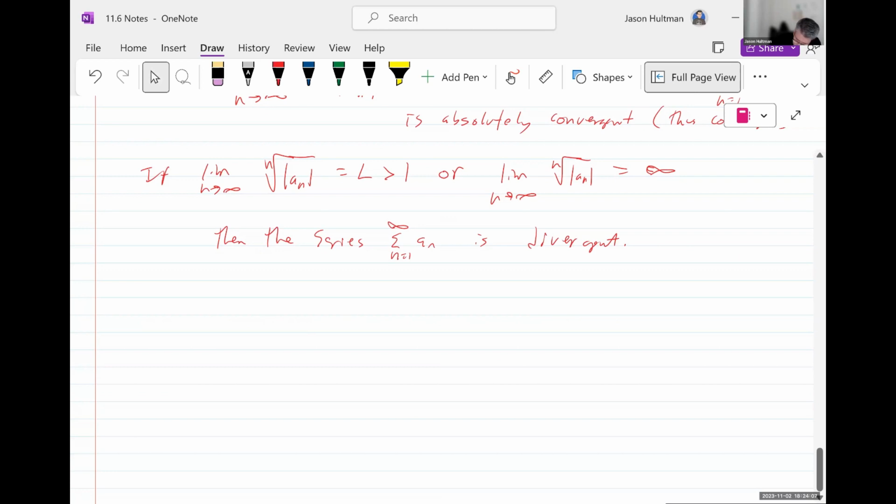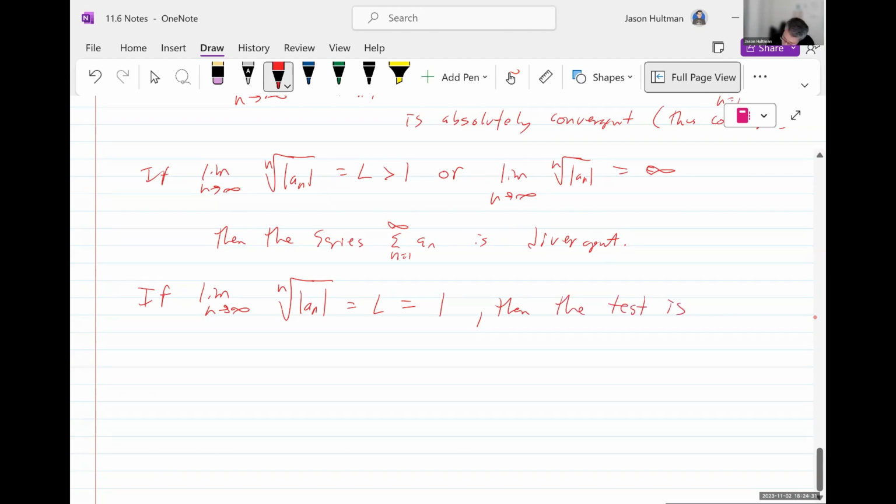And if the limit as n goes to infinity of the nth root of the absolute value of a sub n is equal to L is equal to 1, then the test is inconclusive. Use a different test.